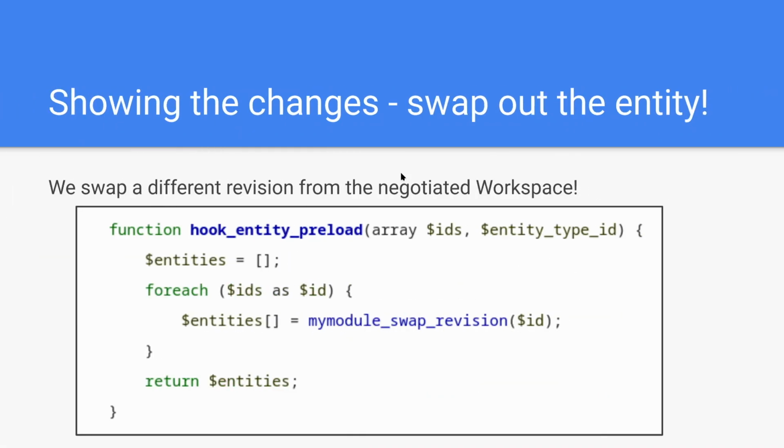There was a new hook introduced to Drupal called hook_entity_preload. There's not going to be much coding in this presentation, just bringing this up, because it allows us to, on request, swap out the content that is actually being displayed to the user. And so with this, we can say, okay, the user's viewing Article 1, but we want them to see revision 3 instead. And that's what we're doing here.